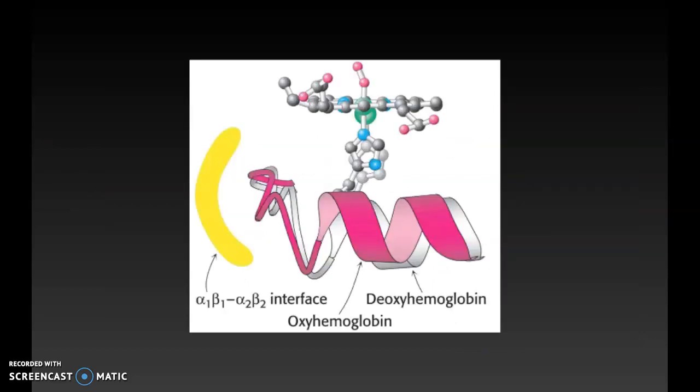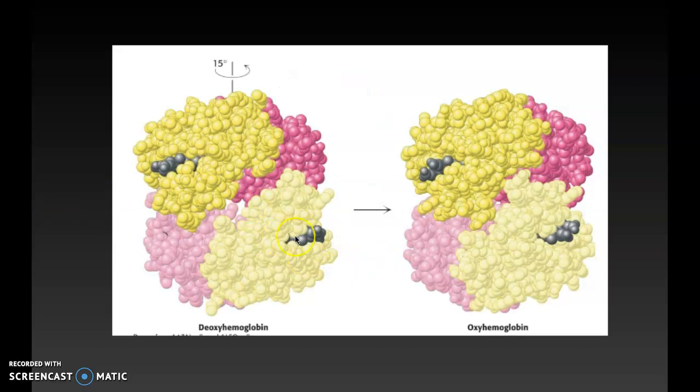Next, we've got when the iron moves into the plane. So right here you see the iron molecule in the center moves into the plane of the porphyrin. The histidine residue bound in the 5th coordinate site moves with it. So this histidine molecule is actually part of an alpha helix, which alters the interface between the alpha and beta dimers of the hemoglobin molecule, which instigates quaternary structure changes. So here we can see an example of quaternary structure changes right there.